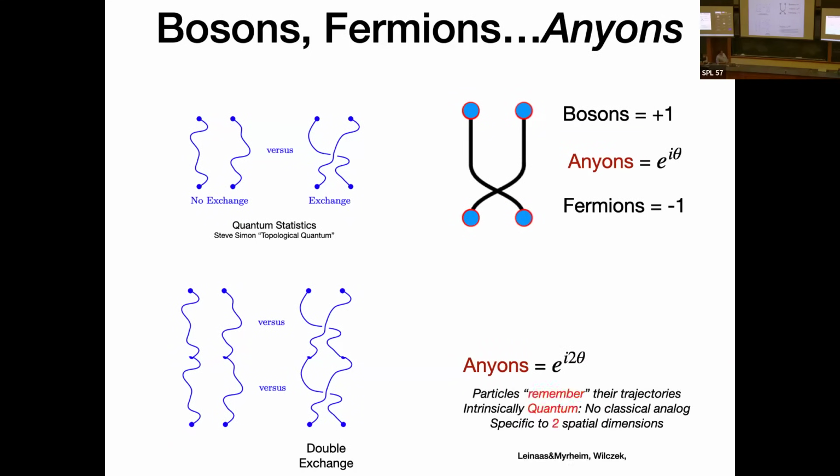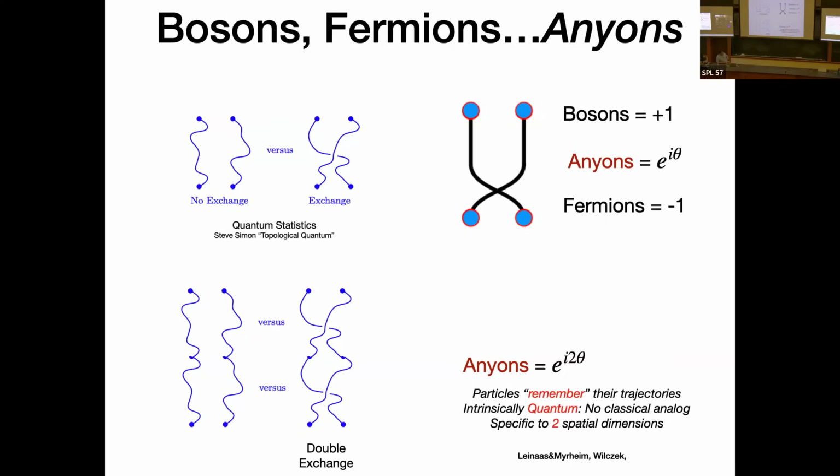So anyway, this is really particles remembering their past, and this is intrinsically quantum. And the third point I want to make is this is really specific to two spatial dimensions. For example, in 3 dimensions, doing this kind of double exchange, you can sort of undo it. Topologically, if these things are very far apart, you can undo it, which goes back to our original result that there are just bosons and fermions. But in 2 spatial dimensions, you're allowed this extra degree of freedom, which allows you to get these anyons.